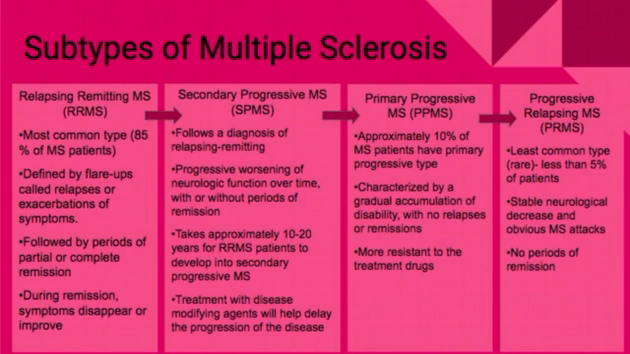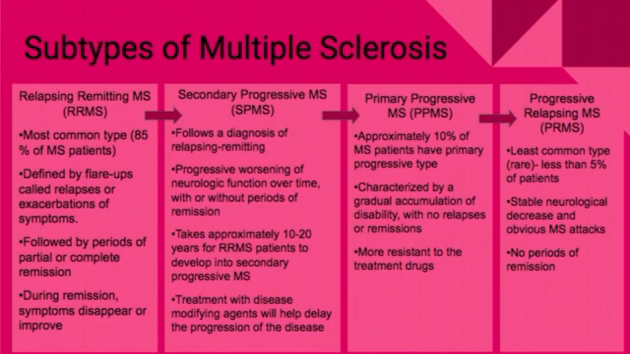Let's take a look at the subtypes of multiple sclerosis. There are currently 4 subtypes, and the first one we're going to look at is relapsing remitting MS, also known as RRMS. It is the most common subtype, and it affects 85% of all MS patients. It is defined by flare-ups called relapses or exacerbations of symptoms, which are followed by periods of partial or complete remission. During remission, symptoms disappear or improve. And if you remember from Miss Weagle's case study, she was diagnosed with RRMS 10 years ago.